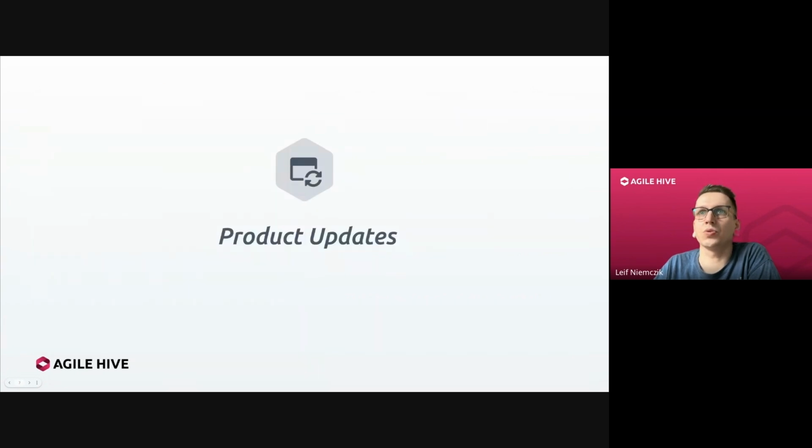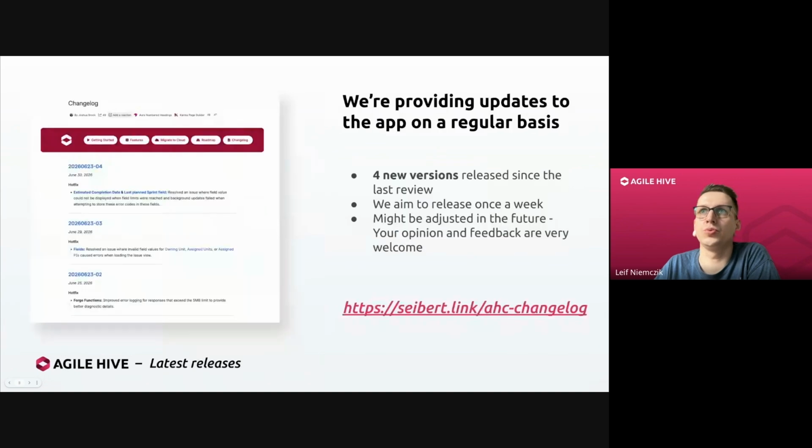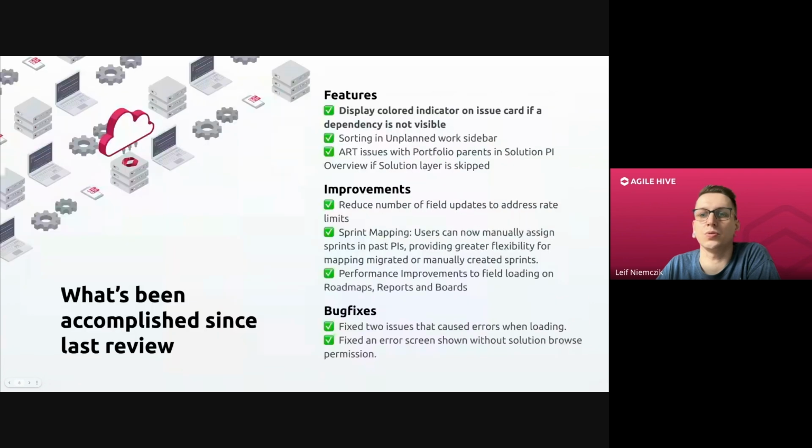Okay, we have our product updates for the month of June. We released 4 versions as well as 4 fixed versions to address some issues with fields we had. And we stuck to our schedule of releasing once a week. So far, we don't see a need of adjusting that, but your feedback is very welcome on that topic. You can find the changelog on the link below, and we'll get into the changes we released now.